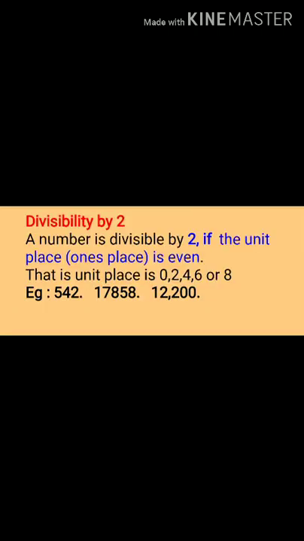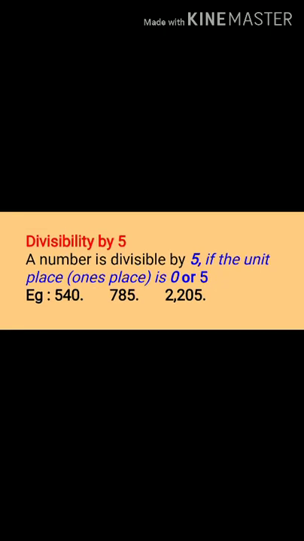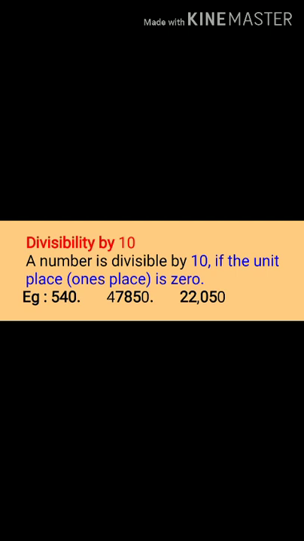Yesterday we were discussing tests of divisibility of numbers. So I am giving a review. Divisibility by 2: a number is divisible by 2 if the unit place, or the ones place, is even. Divisibility by 5: a number is divisible by 5 if the unit place is 0 or 5. A number is divisible by 10 if the unit place is 0.